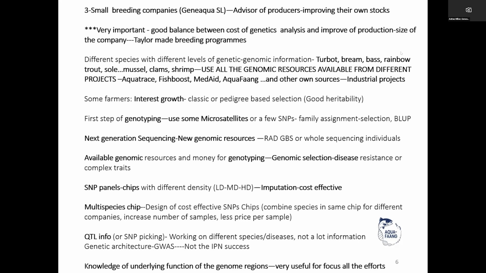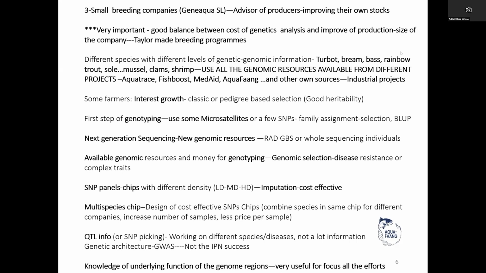Also, genomic selection is better for complex traits, and we are using genomic selection with some species like rainbow trout or turbot. But you have more information about the genomic resource also for disease resistance or other complex traits that are linked to fecundity, or also fillet or some traits like this, no?